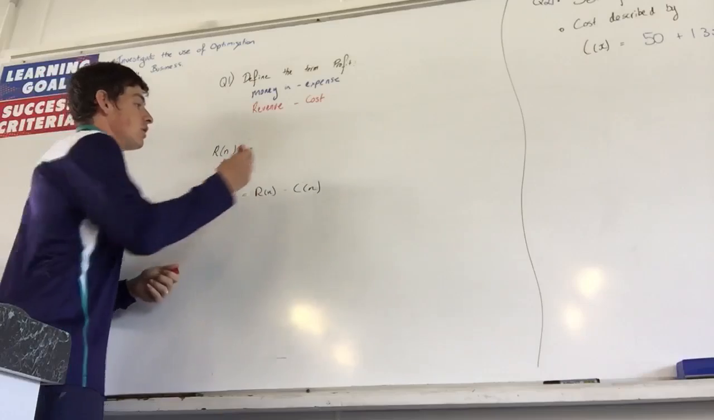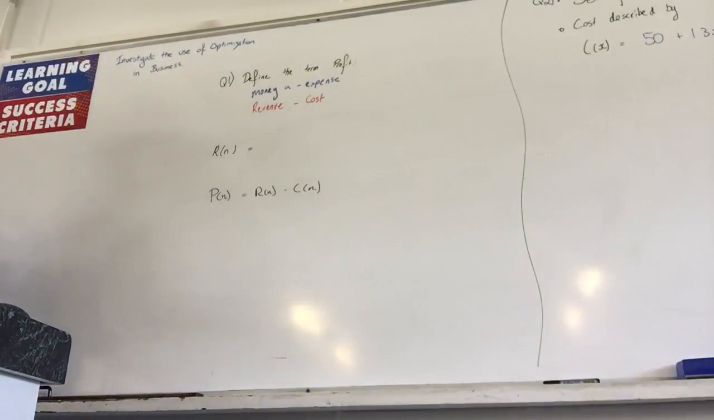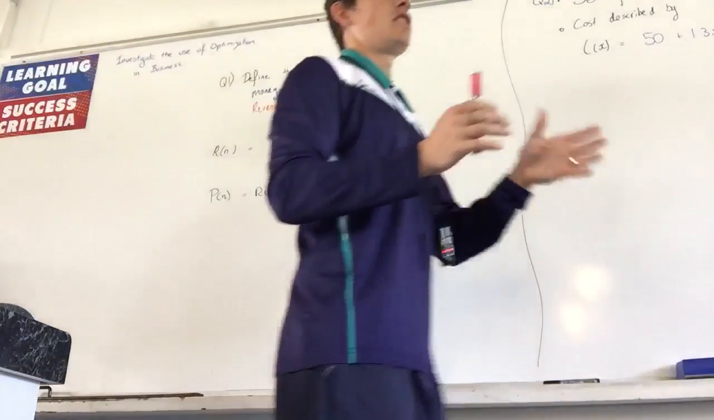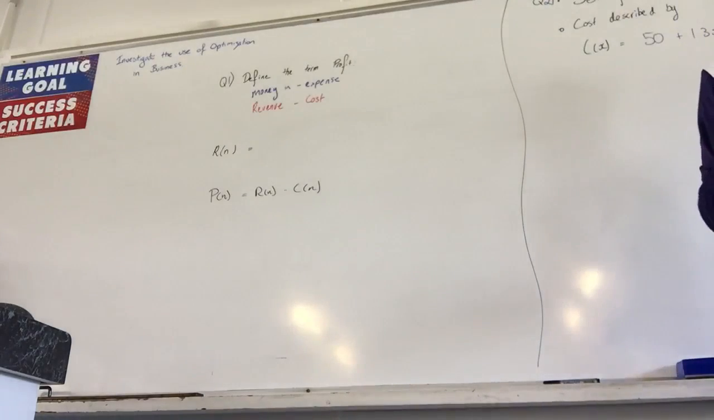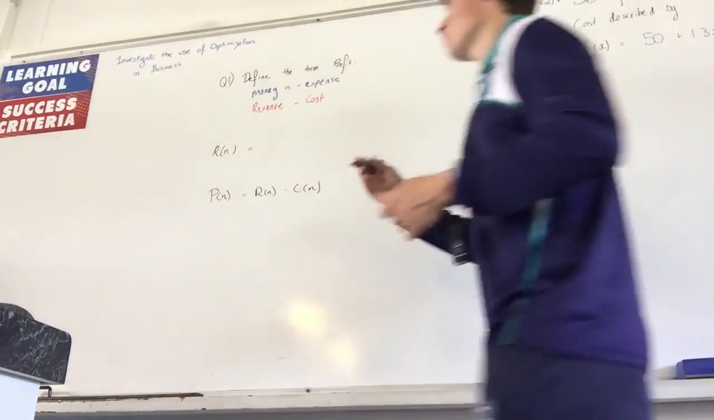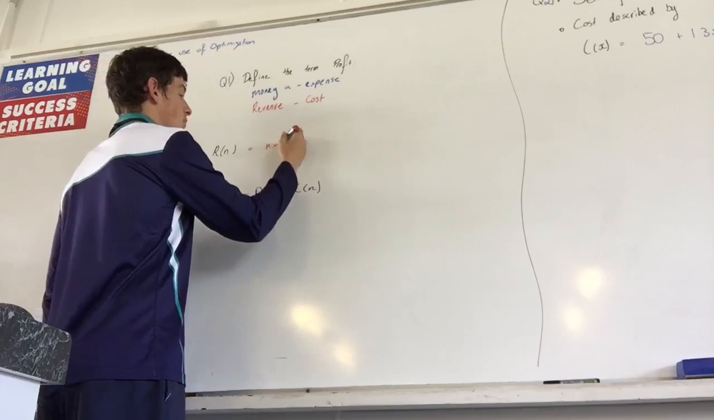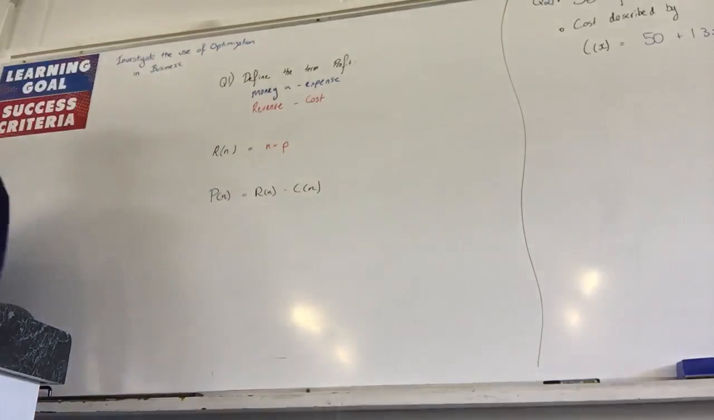So revenue. How much money will you make if you sell 10 chocolates for $2? How much money will you have coming in? Doesn't matter. Just revenue. How much revenue is coming in? 10 chocolates, $2 each. How much revenue? $20. How do you figure that out? 10 times 2. So you need the number times by the cost of the product.